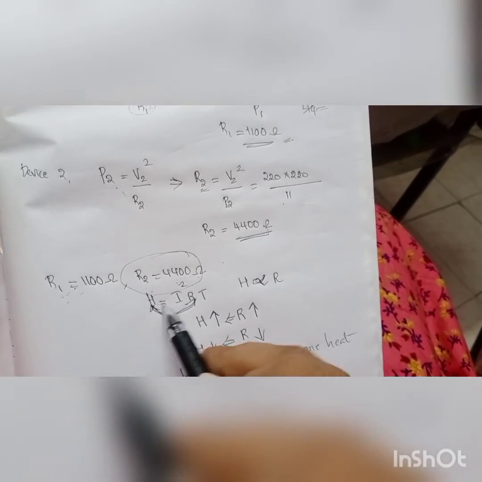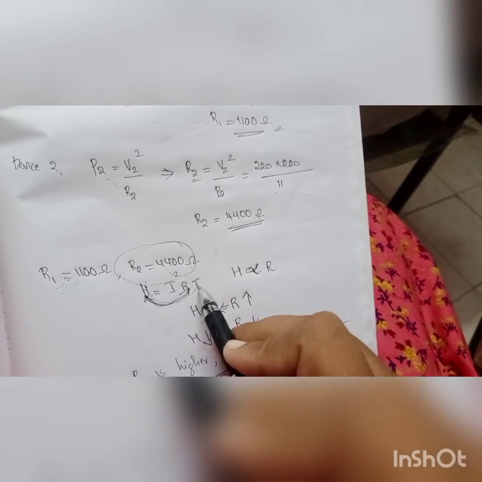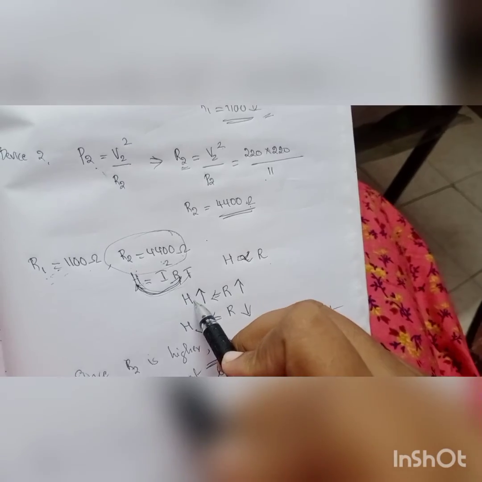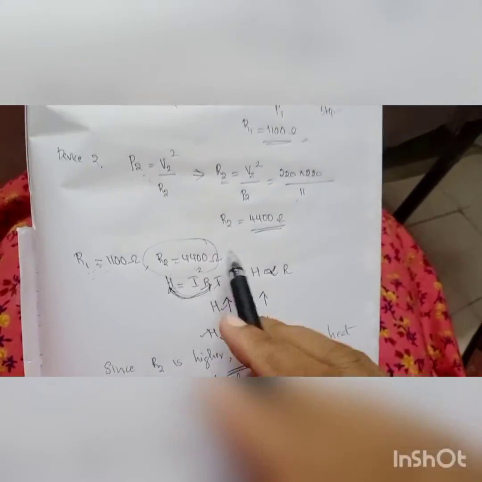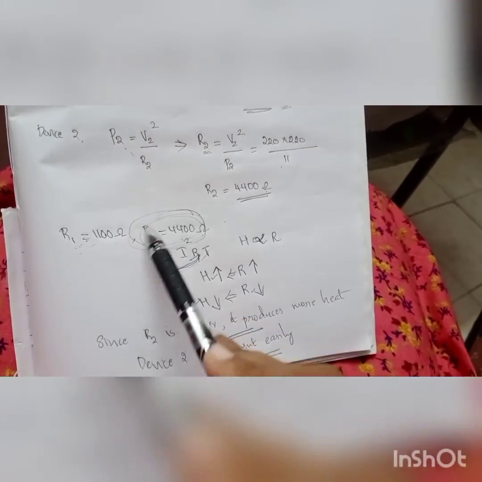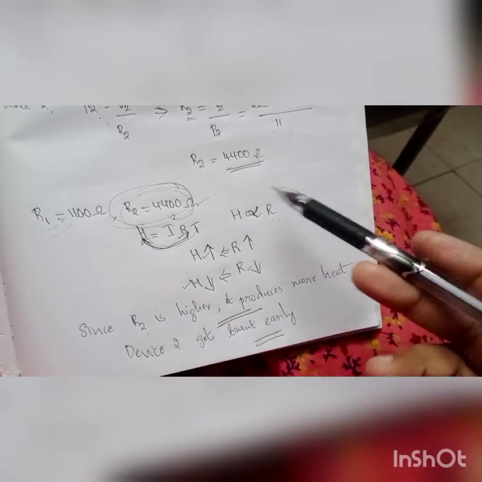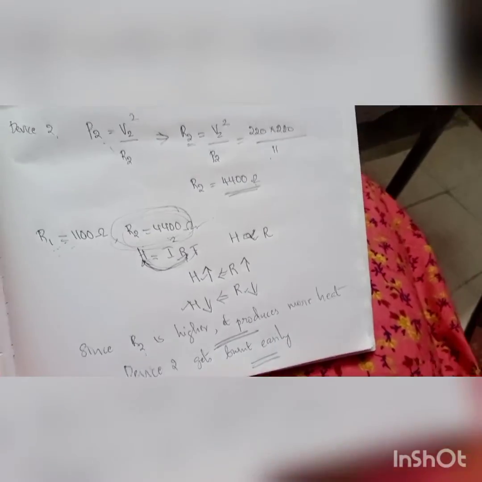Now compare these two, and we know the equation for heat energy. Heat is I square RT. From this equation we know that the resistance and the heat energy are directly proportional. That means if the value of the resistance is higher, heat energy will also be higher. If the value of resistance is lower, heat energy will also be lower. So when we compare these two values of resistance, device 2 has the highest resistance. We can conclude that since R2 is the higher value, it produces more heat. Therefore, device 2 gets burnt easily.